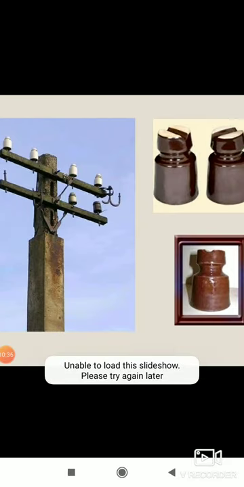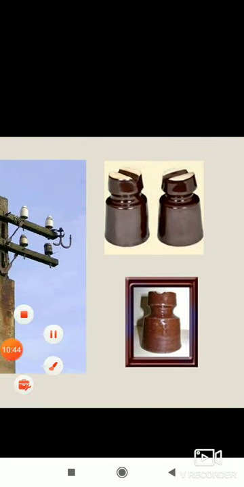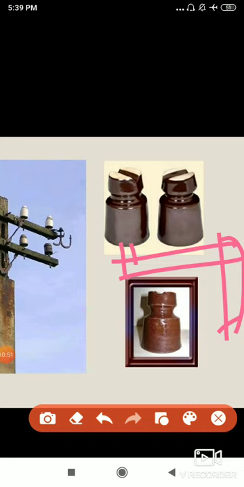Right, these are the pin type insulators in different forms, with porcelain placed in different layers. This is a pin type insulator where the cross arm is going to be connected over here, and the pole is going to be connected like this. You will see this type of insulator in your distribution system, where the conductor is going to run like this.